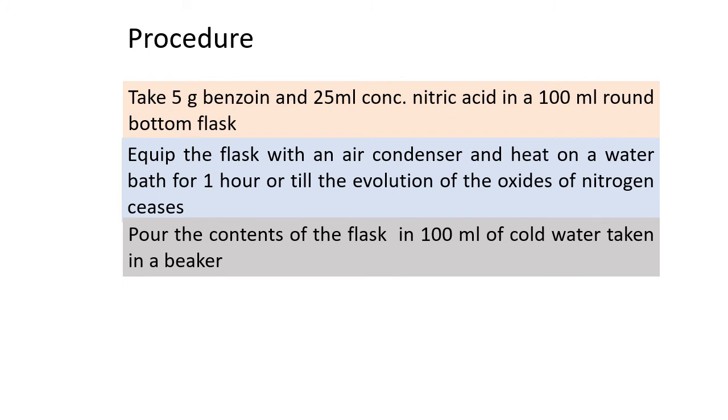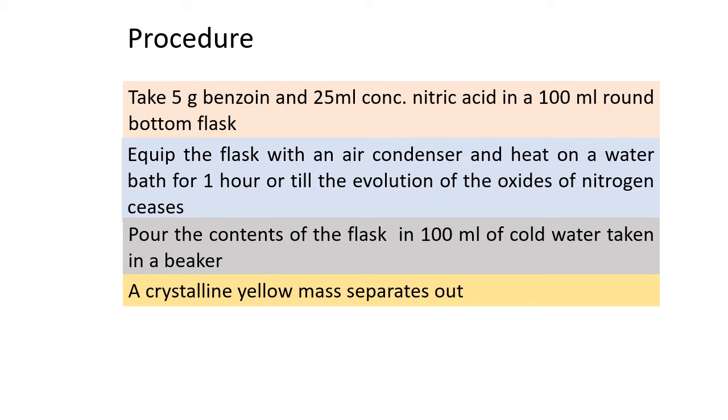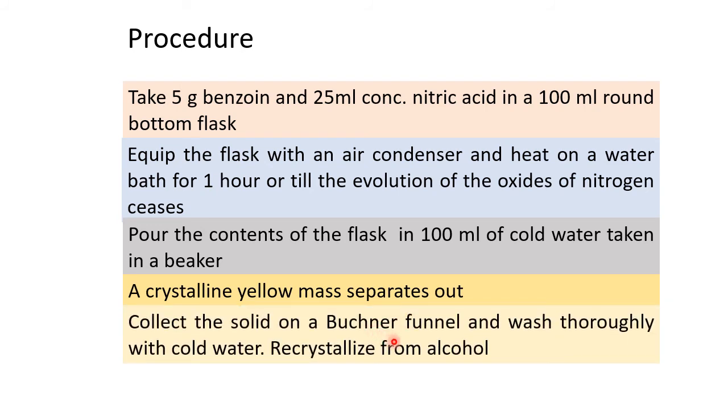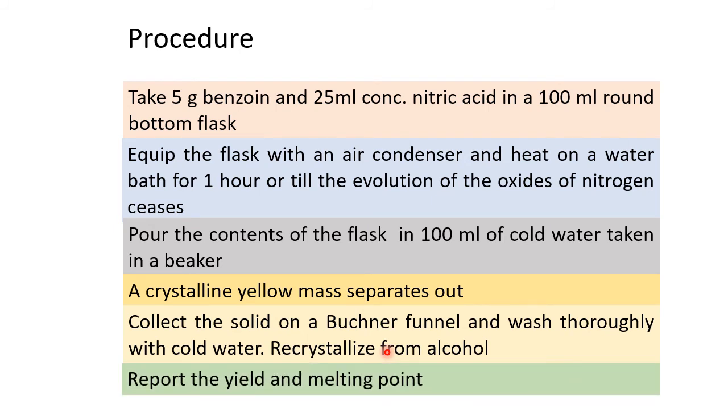फिर एक फ्लास्क में जिसमें 100 ml ऑफ कोल्ड वाटर ले लेते हैं हम, तो उसमें ये जो सारे कंटेंट्स हैं इनको डाल देते हैं, तो एक क्रिस्टलाइन येलो कलर का मास बन जाता है. फिर उसको हम बुकनर फनल पे सॉलिड को ले लेते हैं और फिर उसको अच्छे से वॉश करते हैं कोल्ड वाटर से. देन वी रिक्रिस्टलाइज फ्रॉम अल्कोहल एंड देन we take its weight and melting point. So this is how we prepare Benzil from benzoin.